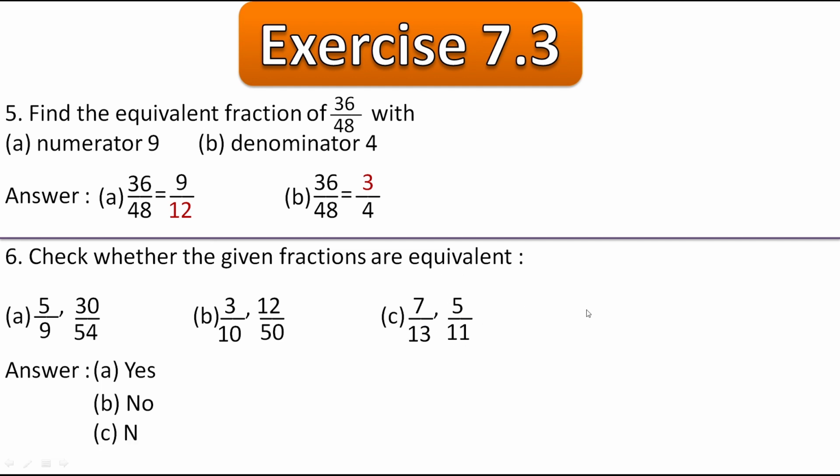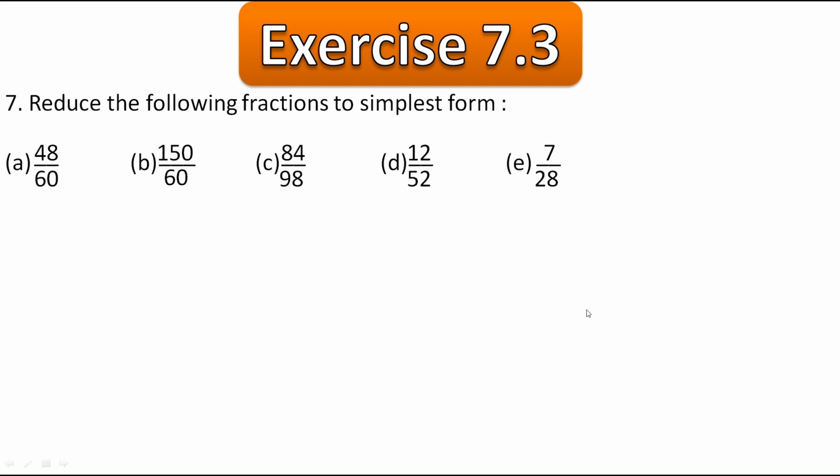Okay. Now let's move to the next question, that is the seventh one. Reduce the following fractions to simplest form. Okay, we have to reduce. While reducing, we have to use the division method. Okay. So we will take the first fraction, that is 48 upon 60. Let's divide this fraction by 12. You can divide with any number. Okay, there is no issue. Just both numbers should get divided. So here I am dividing this fraction by 12.